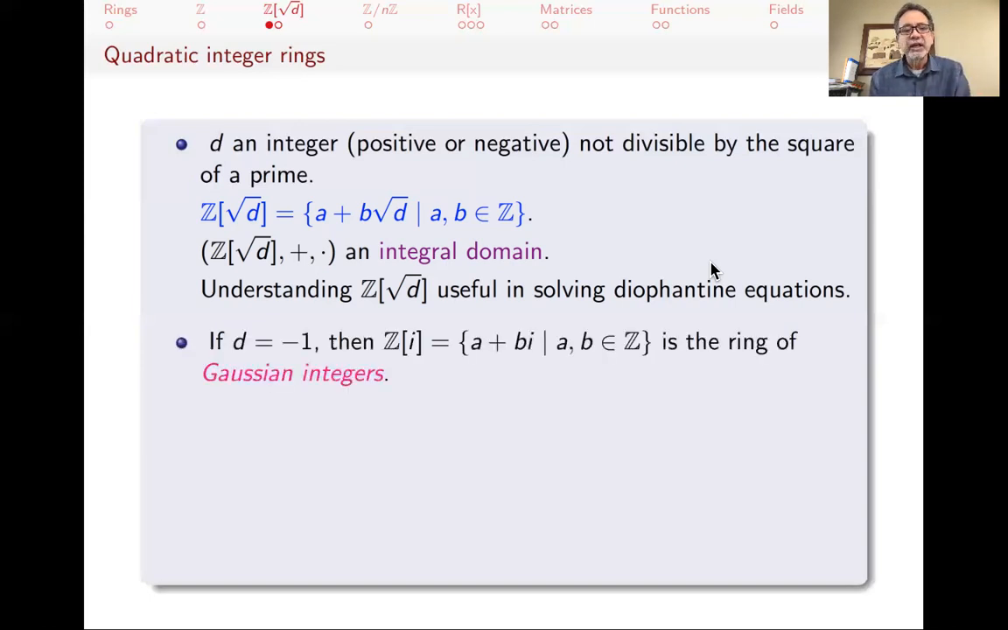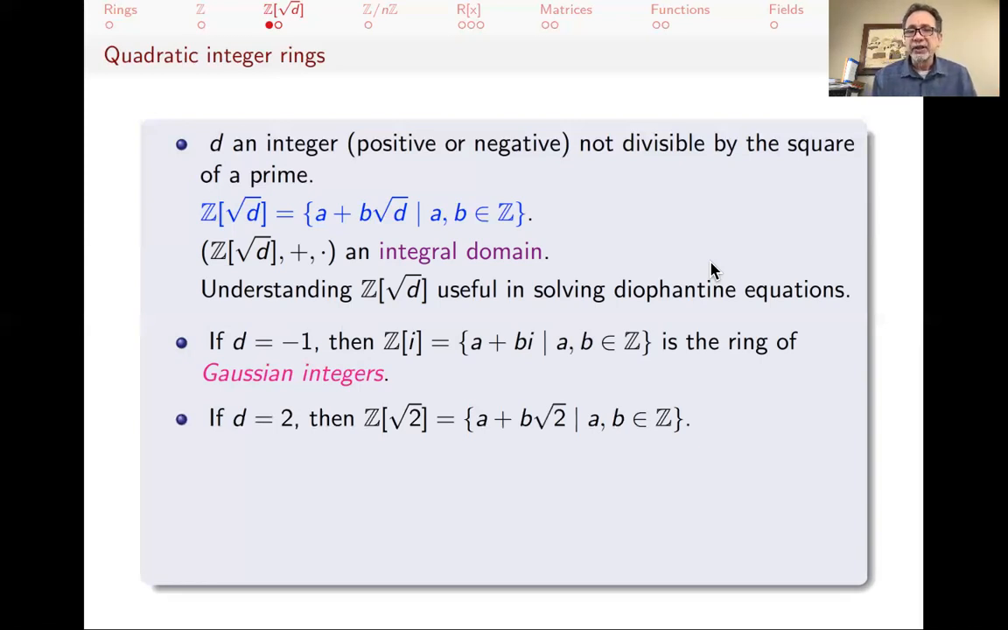As examples, you could take d to be minus 1. Then the square root of d will be just i, and you're looking at a plus bi, where a and b are integers. That has a special name. That particular ring is called the ring of Gaussian integers. Another example would be if you pick d to be 2, and you would get things of the form a plus b root 2.